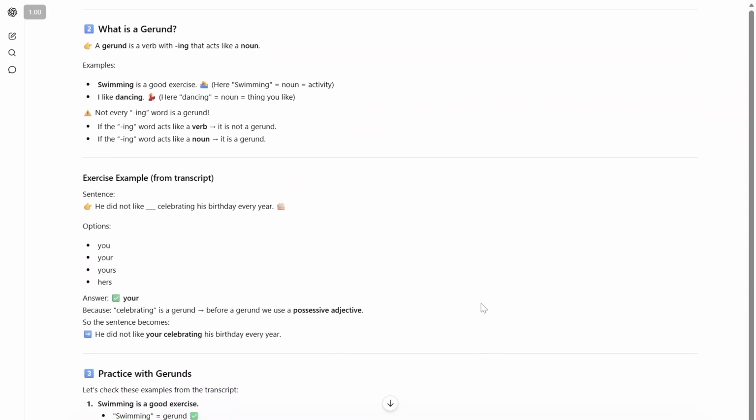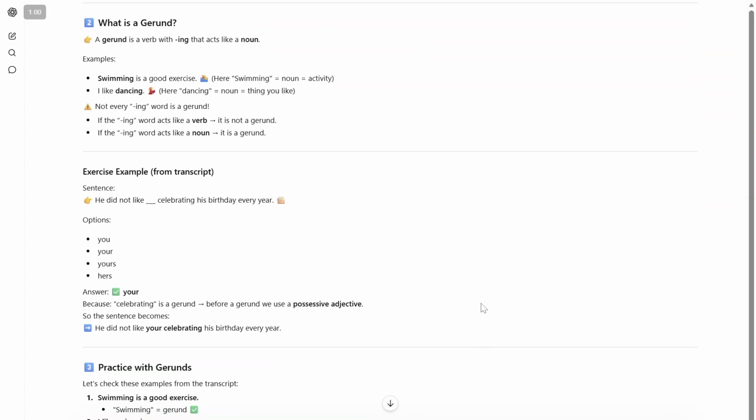What is a gerund? A gerund is a verb with ing that acts like a noun. Examples: swimming is a good exercise. Here, swimming equals noun equals activity. I like dancing. Here, dancing equals noun equals thing you like. Not every ing word is a gerund. If the ing word acts like a verb, it is not a gerund. If the ing word acts like a noun, it is a gerund.